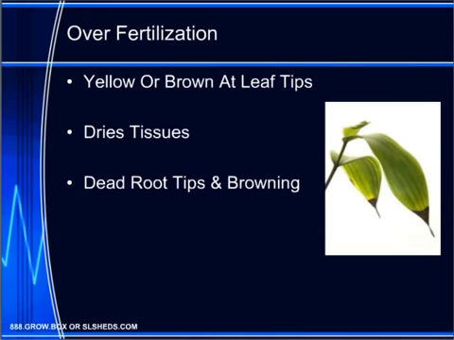Over-fertilization is very common and is usually the result of heavy use of chemical fertilizers. The best way to prevent over-fertilization is to always use a nutrient testing meter such as a TDS meter, perform frequent water changes, and follow the directions on the fertilizer bottle for your plant type. Over-fertilization usually causes brown or yellow leaf tips, dried tissue, and dead root tips. When over-fertilization occurs, it's usually best to fully flush your soil or growing media with fresh tap water for a few days to allow the fertilizer salts to be removed from the media.